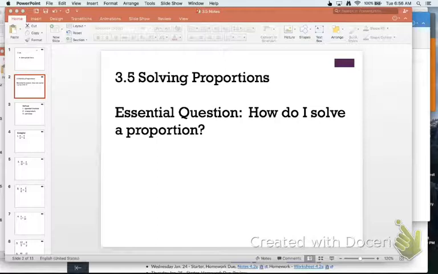Today we are going to be reviewing solving proportions. By the end of today's lecture, you should be able to answer the question, how do I solve a proportion?